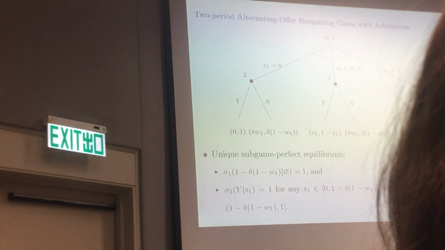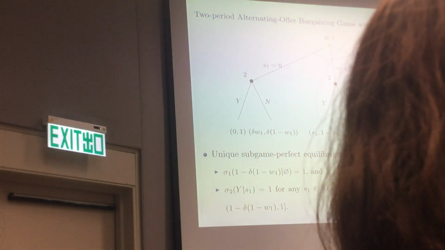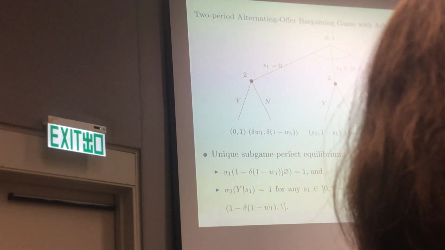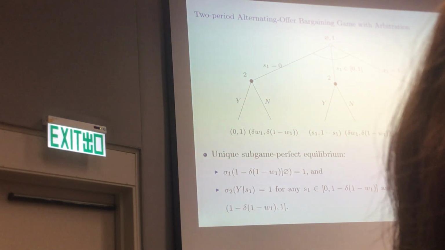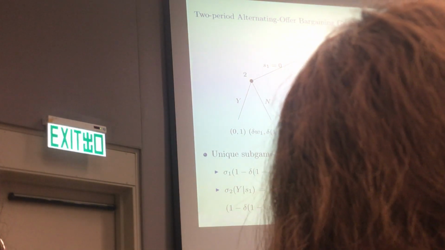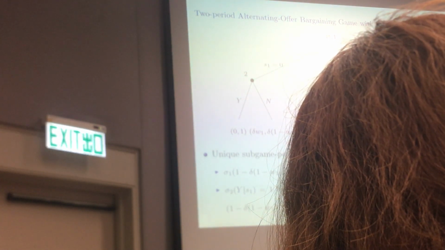So what happens here? Let's say player 1 chooses S1, which can be any number between 0 and 1. That's what happens in the first period. Player 1 makes an offer. Then if player 2 says yes, player 1's payoff is S1 and player 2's payoff is 1 minus S1. If player 2 says no, then they have to play the game in the second period. But we already know that in that sub-game, player 1 will enjoy W1.